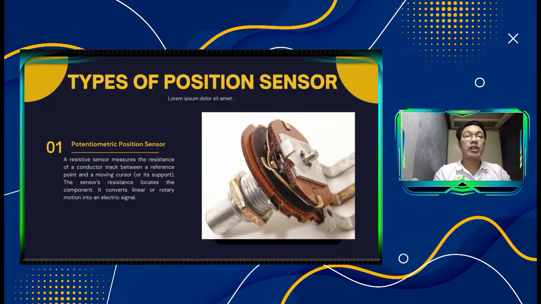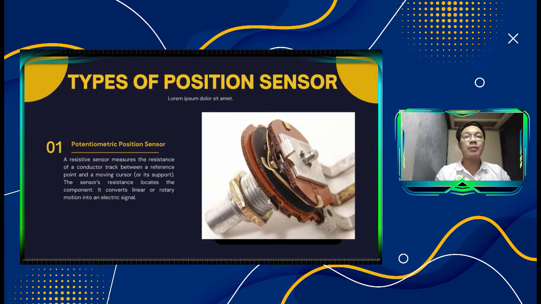Types of position sensor. A potentiometric position sensor, also known as a resistive sensor, measures the resistance of a conductor track between a reference point and a cursor attached to a moving component or its support. The resistance of the sensor is used to compute the component's location. It translates the distance or displacement of an item in a linear or rotating motion into an electrical signal.